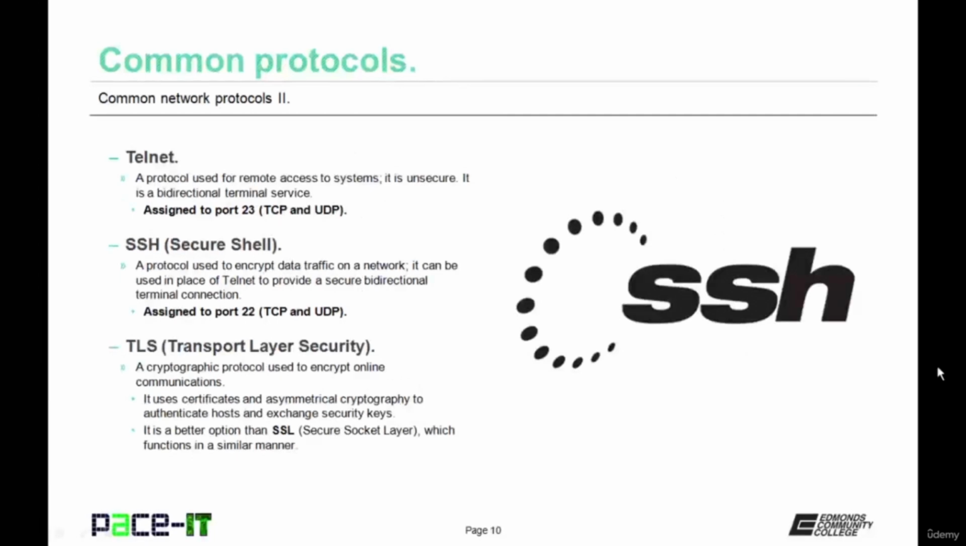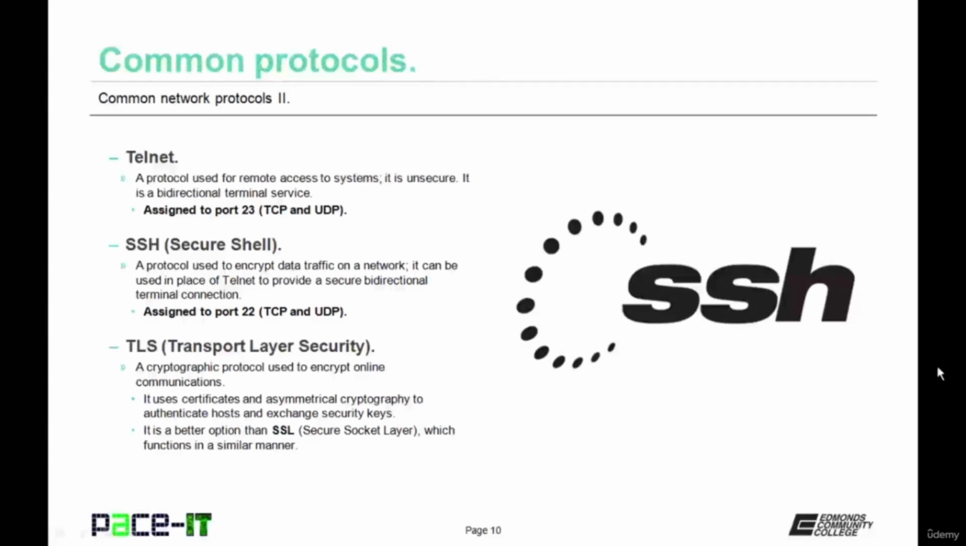Telnet is a protocol used for remote access to systems. It is unsecure, but it is a handy bidirectional terminal service. It's assigned to port 23 and uses TCP and UDP as its layer 4 protocol.